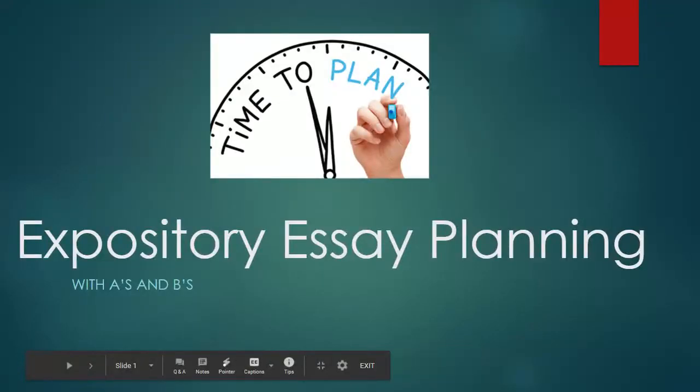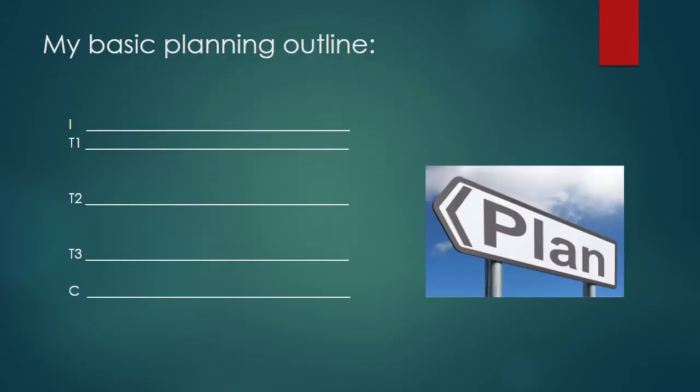Welcome back, sixth graders. Today we're going to be talking about planning for expository essays, but this time we're adding the A's and B's. We're going to go deeper into the planning of our essays by learning about adding A's and B's to our topic 1, topic 2, and topic 3 paragraphs. These A and B details will help us to write longer, more meaningful, better paragraphs.